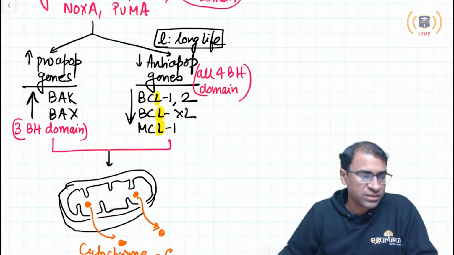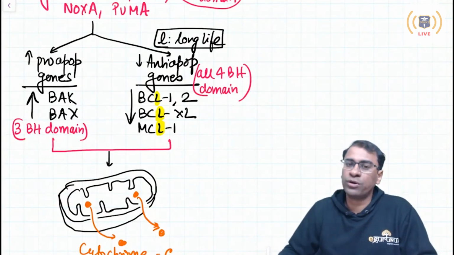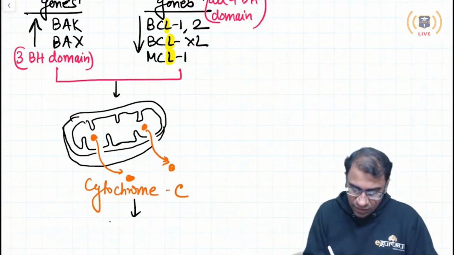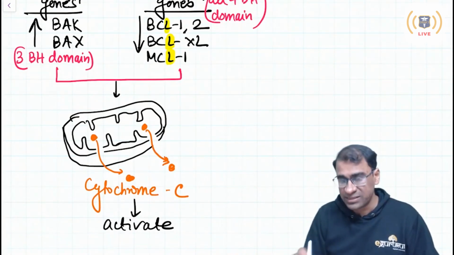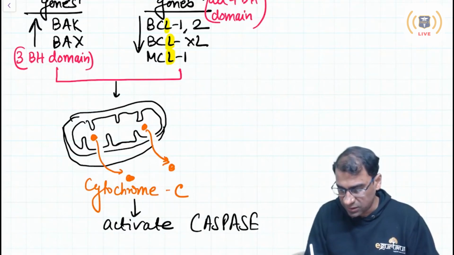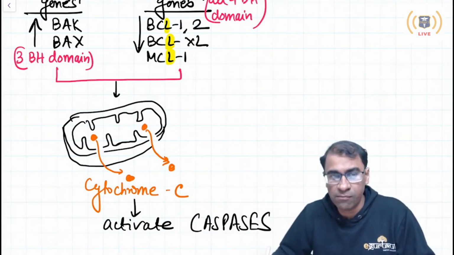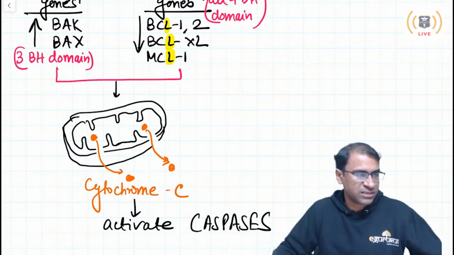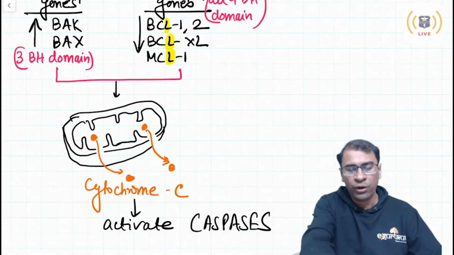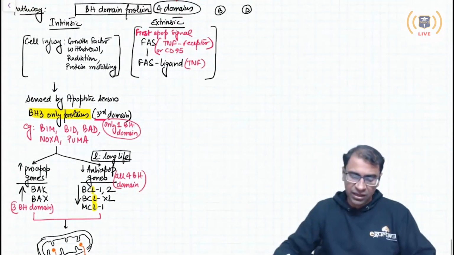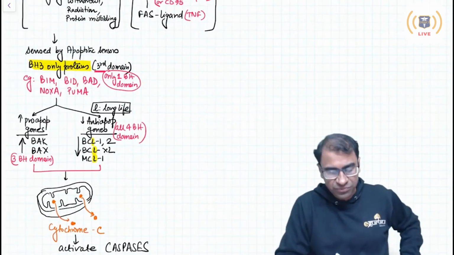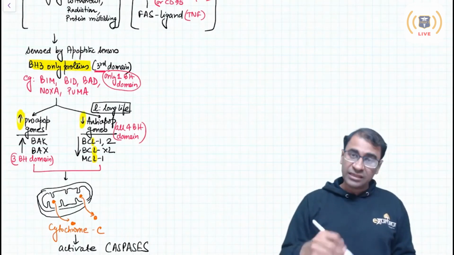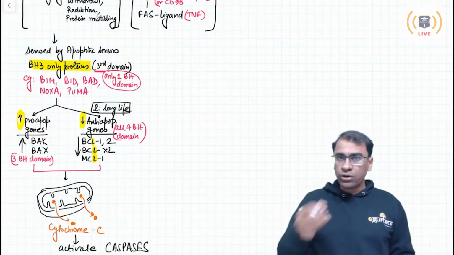Once cytochrome C comes out, it activates an enzyme called caspases. Write it down. In fact, you first complete this pathway and then talk about the other pathways. The pro genes have increased, the anti genes have decreased. The end result is cytochrome C comes out of the mitochondria.